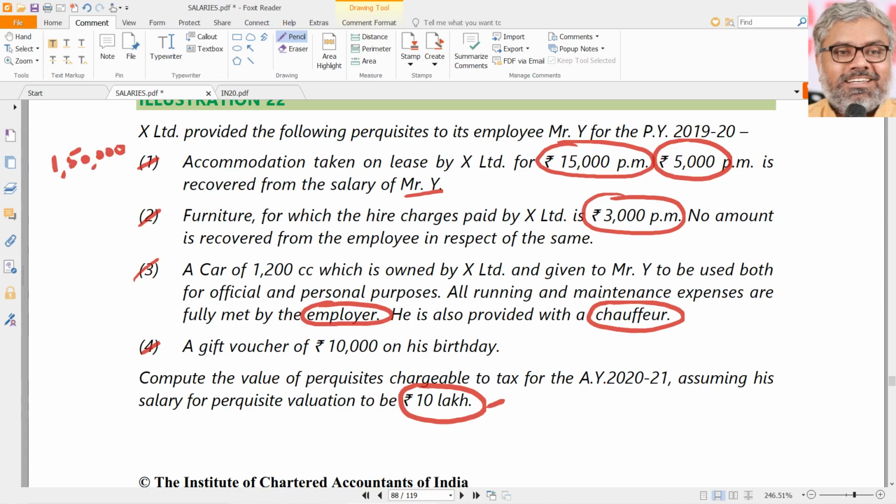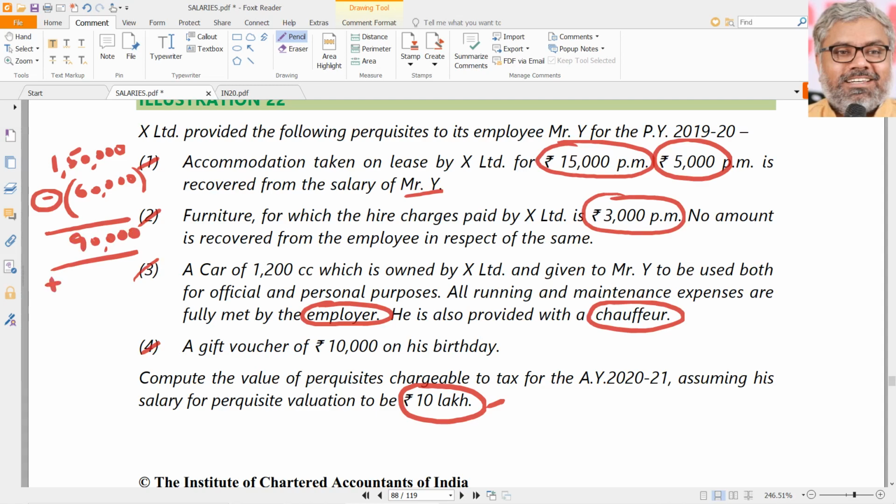If you deduct 5,000 from 15,000, it will be 1,20,000. Looks like that is lower. No, that would give a wrong answer. Now, after computing the value of perquisite, which we already did, by comparing 15% of salary or actual rent paid by the employer, whichever is lower, that was 1,50,000 lower. Now we have to reduce the amount that is recovered from the employee. 5,000 per month means that comes to 60,000 rupees per annum, which is recovered from the employee. That will give 90,000 rupees to be the value of rent-free unfurnished accommodation.